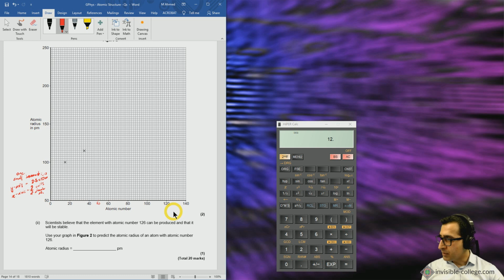Let me just mark that here. 126 units would be here, and then you look at where the vertical line from here upwards crosses your line of best fit, and then read across horizontally and read the number on the vertical axis, the atomic radius in picometers. But again, all of this is based upon you being able to identify what is the small increment and then read off accordingly.